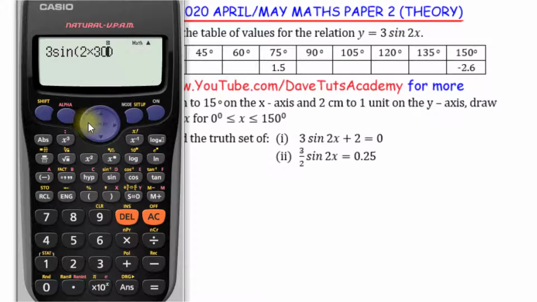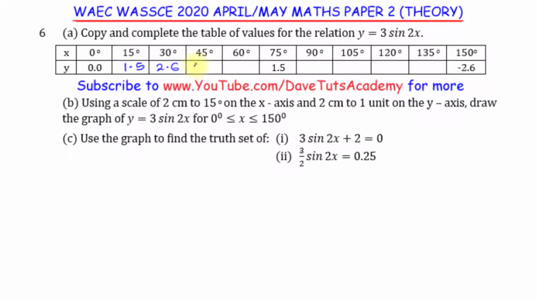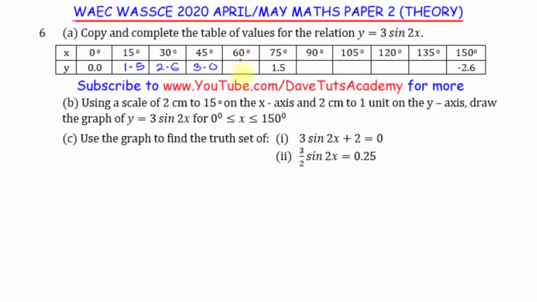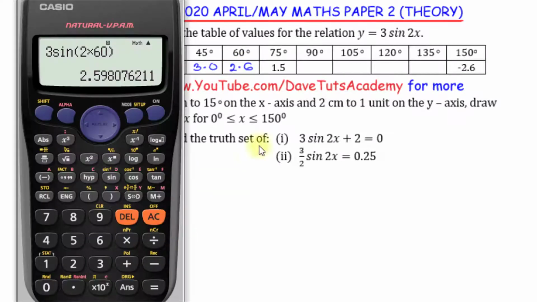When x is 45 degrees, instead of 30, we have 45. What's that solution? That is 3. We want to put it in one decimal place. That will be 3.0. And then when x is 60, you just want to change this. So this is 60. What's that? This is also 2.6 in one decimal place. So this is 2.6. And like that, you can just input all your values.